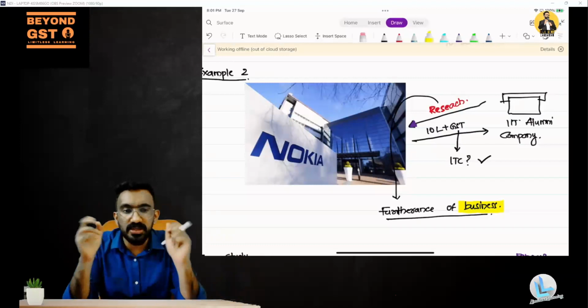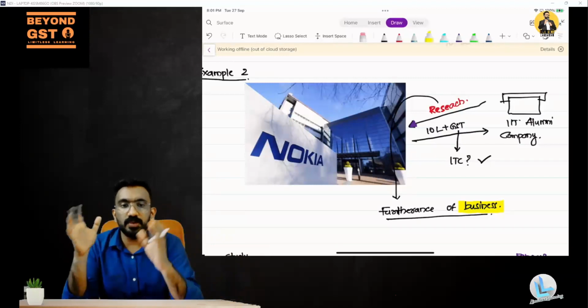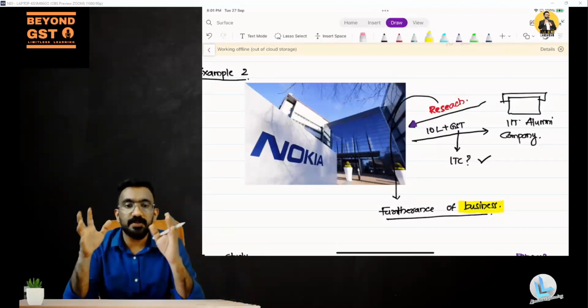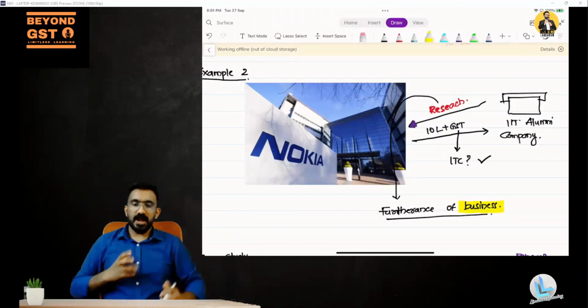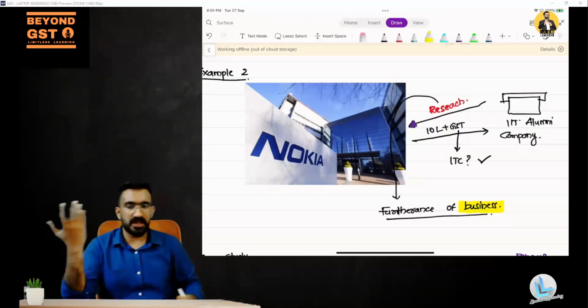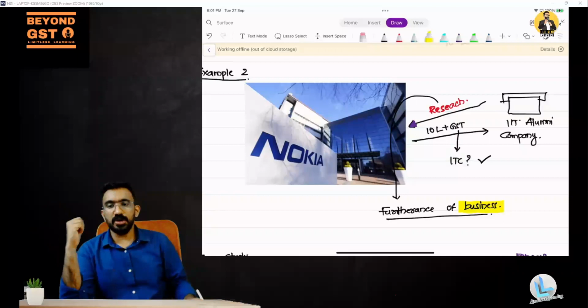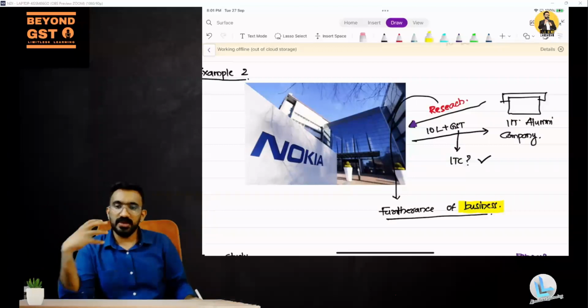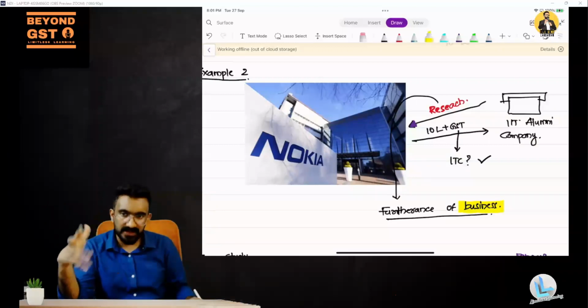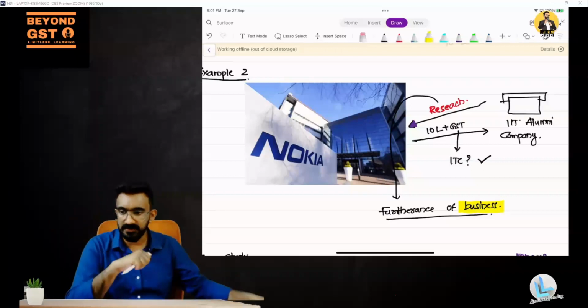The question here is: is Nokia allowed to take ITC of the GST paid on research? Right now, nothing has been found out from the research, so they're not using it in the business. So can they still take ITC on the taxes paid for research services? What's your answer?